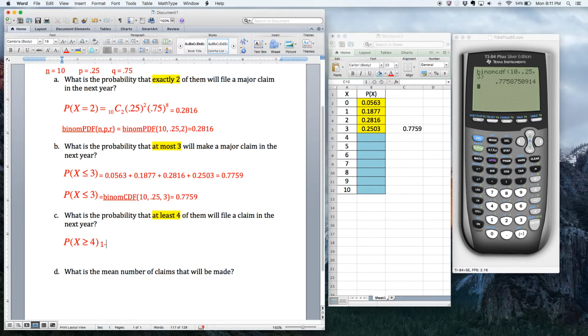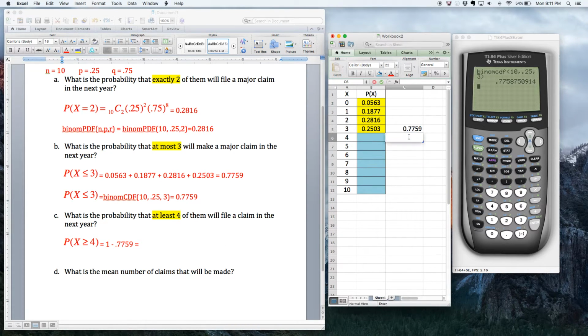minus, for some reason it's a little low, sorry. Let me write an equals here. 1 minus 0.7759. All right, so I'll do that calculation over here.